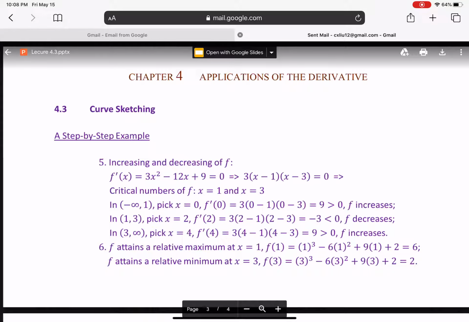So there is a maximum of the function at x equal to 1, and the function value at that point is f of 1 equals 1 cubed minus 6 times 1 squared plus 9 times 1 plus 2, which is 6. Similarly, at x equals 3, the function attains a relative minimum, because in the region from 1 to 3 the function decreases, and from 3 to infinity the function increases. So there's a minimum at x equal to 3. And the function value at x equal to 3 is just 3 cubed minus 6 times 3 squared plus 9 times 3 plus 2, which is 2.